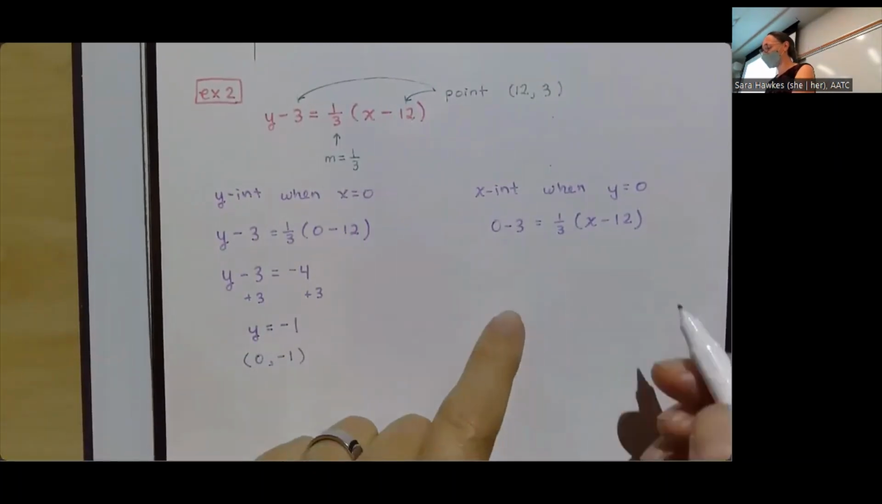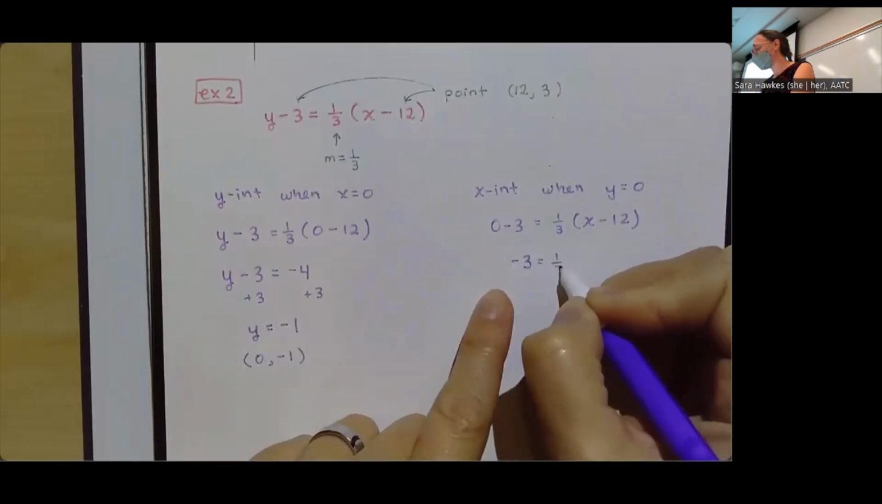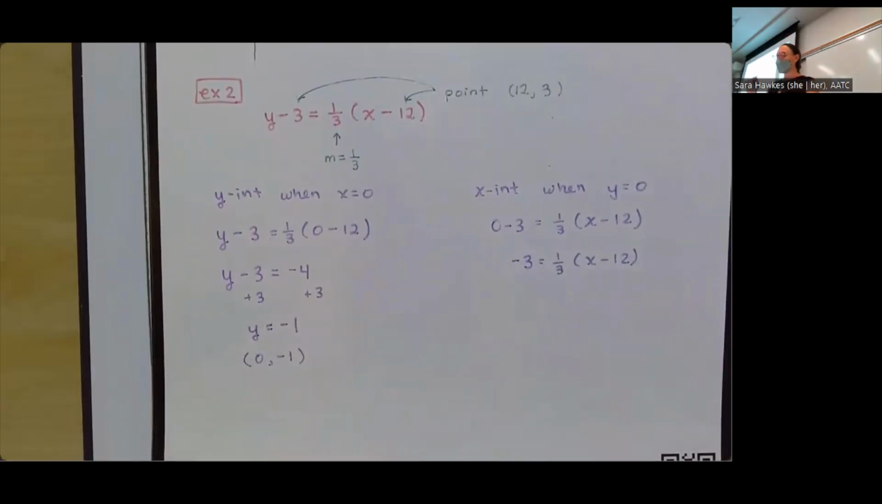On my X-intercept side, I'm looking at -3 is equal to 1/3 of X minus 12. Choices: I can distribute the 1/3 through, or I can multiply both sides by 3. They're both correct. So if you did it not the way I'm about to show you, just pause. And as long as you got the right answer in the end, don't worry about trying to change your work. I'm going to multiply both sides by 3.